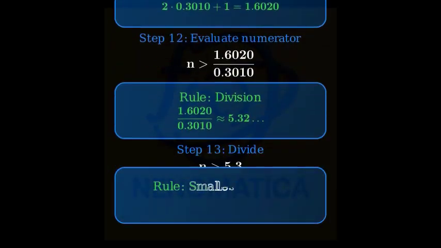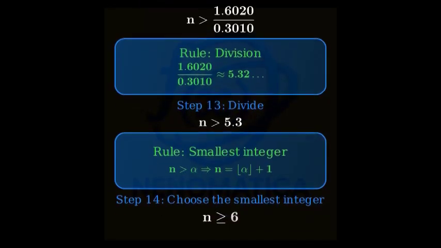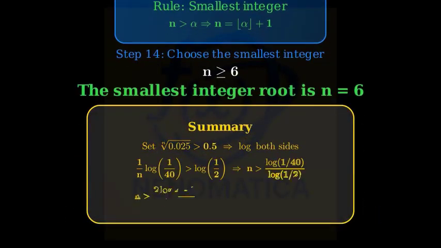Step 14. The smallest integer greater than 5.3 is 6. Therefore, n is at least 6. Summary. We set the inequality, applied logarithms, carefully handled the sign flip when dividing by a negative logarithm, rewrote using powers of 2 and 10, substituted log 2 equals 0.3010, computed, and chose the smallest integer, 6.